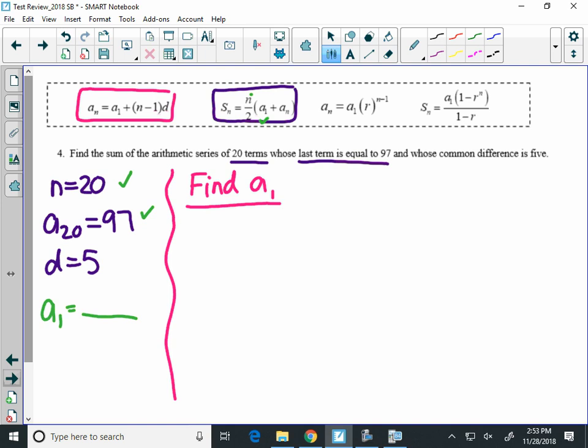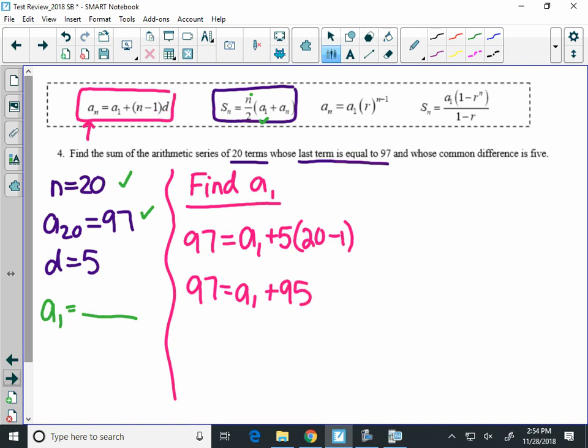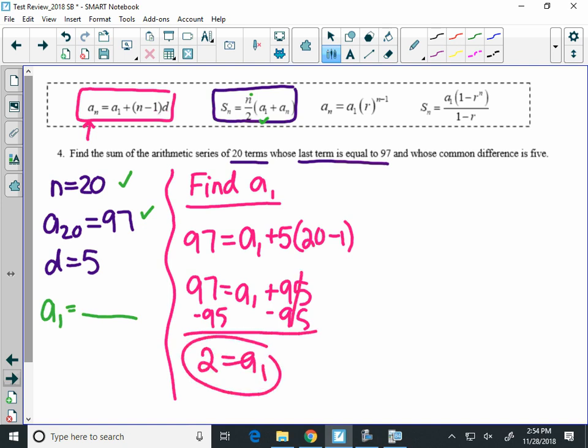What I know is a sub n. That's a sub 20, so I know that's 97. I'm going to find the first term, a sub 1, plus my common difference of 5 times n, which is 20, minus 1. The 20 is the term number for 97. I simplify this and get 97 equals the first term plus 95, and then I subtract 95. Once I subtract 95 here, I get 2 as my first term.